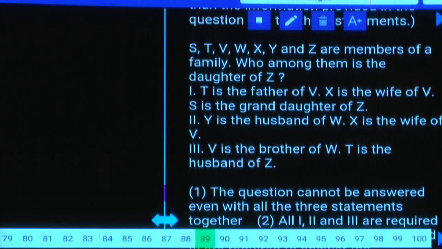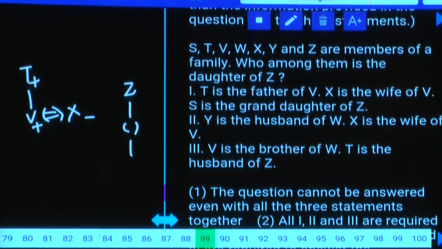Now in this 1 and 3, T is the father of V can be written like this. T is the father of V and X is the wife of V. X is the wife of V means V is a male and X is a female, and S is the granddaughter of Z. S is the granddaughter of Z can be written like this.